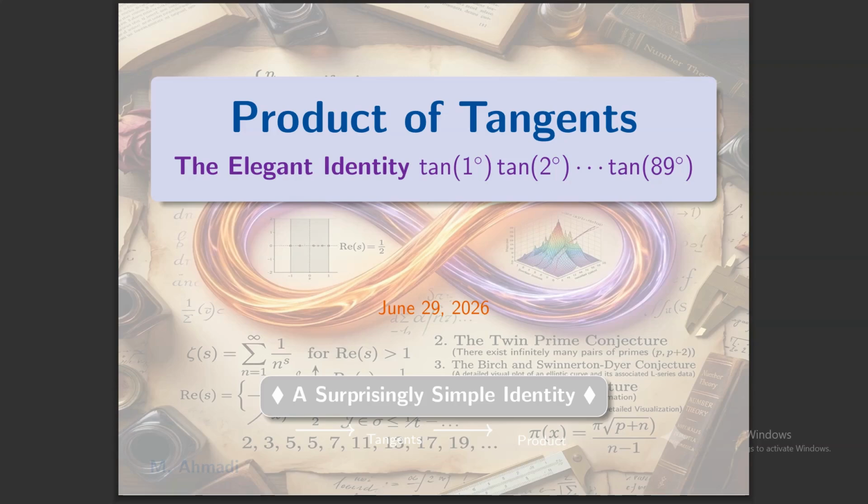Hello everyone. Today we are going to explore a beautiful and simple trigonometric identity. We want to find the value of the product of tangent from 1 degree all the way to 89 degrees. At first glance, this may look complicated, but as we will see, the answer is actually simple.